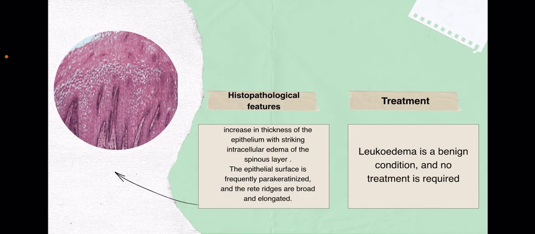Histopathologically, there is increased thickness of the epithelium with striking intracellular edema of the spinous layer. The epithelial surface is frequently parakeratinized and the rete ridges are broad and elongated. Treatment: leukoedema is a benign condition and no treatment is required.